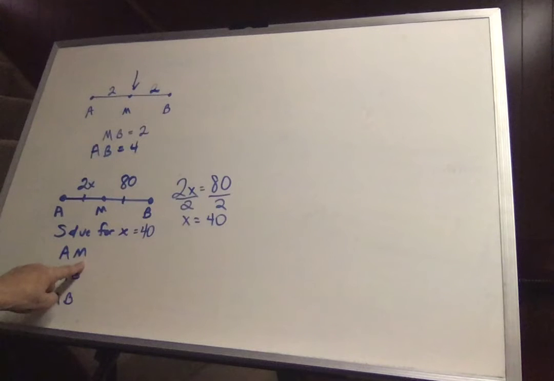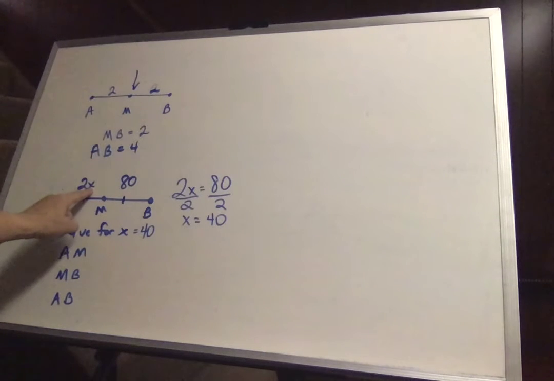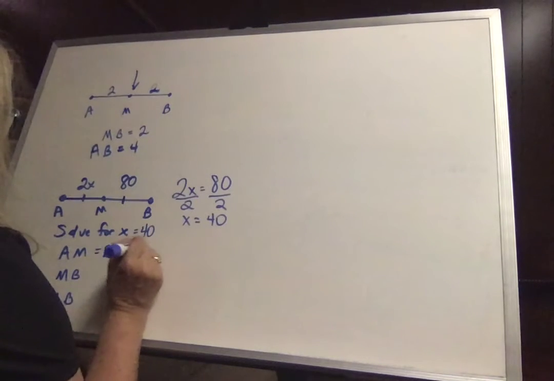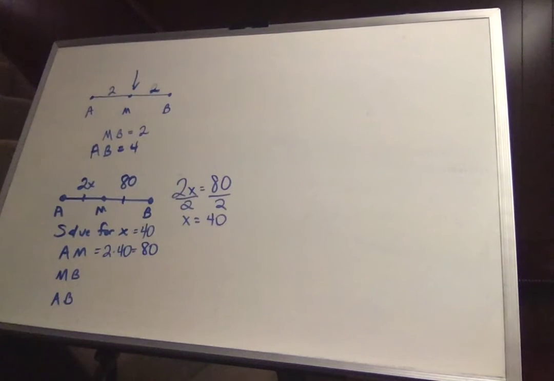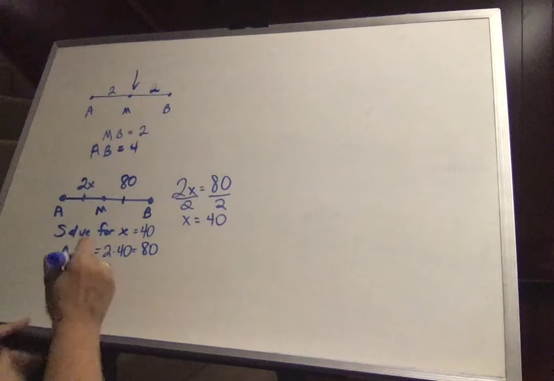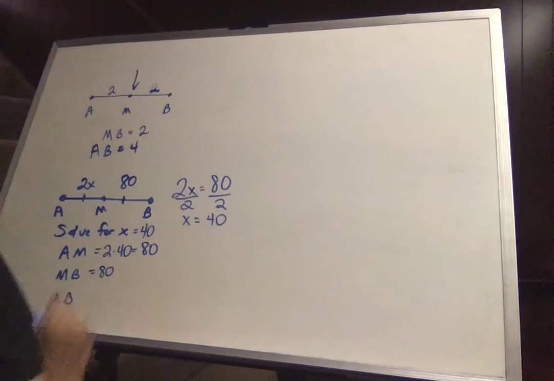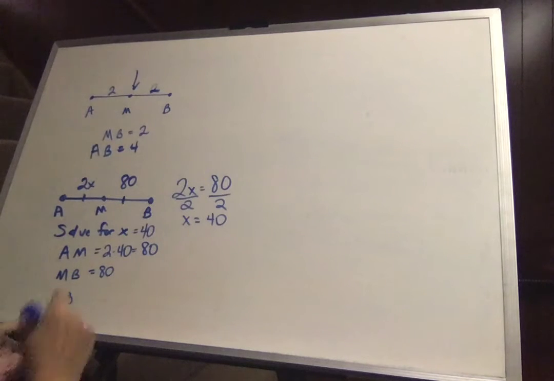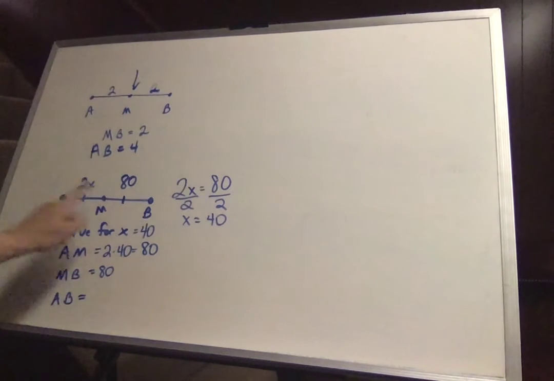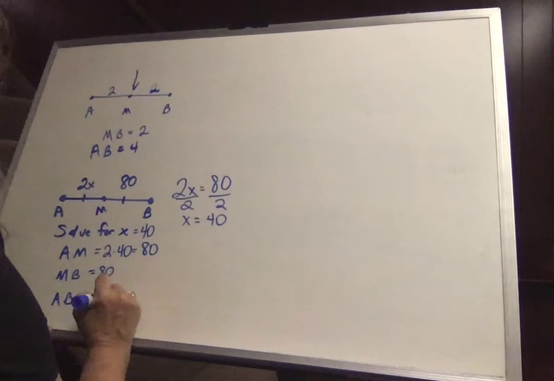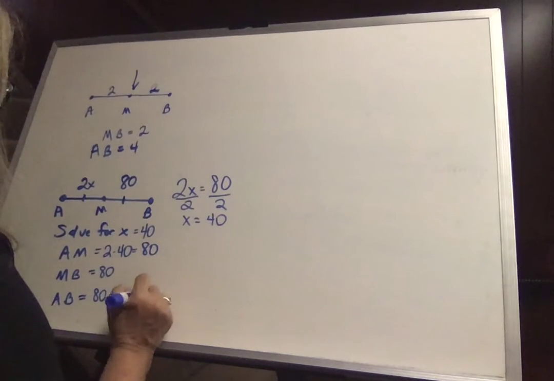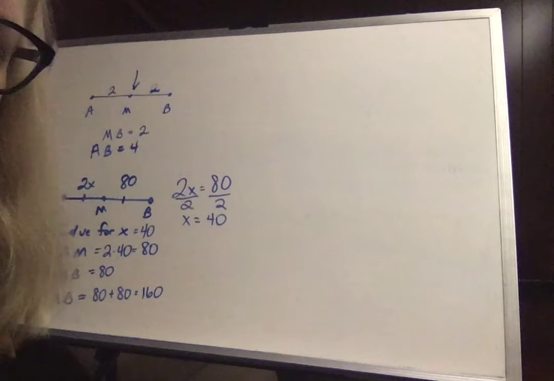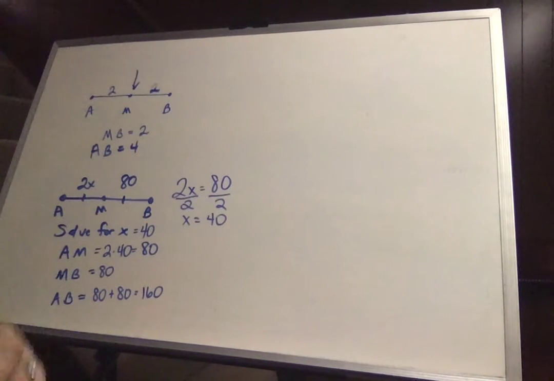So A to M is 2 times x, equals 2 times 40, equals 80. M to B, they tell you right up, equals 80. Part equals part. And then part plus part equals whole: A to B, 80 plus 80 equals 160. Okay, that's all there is for that.